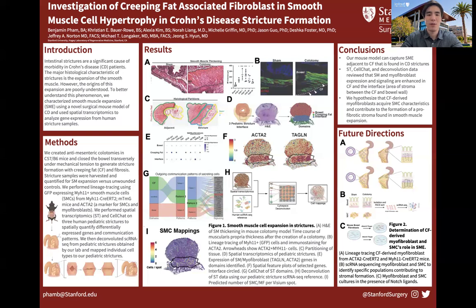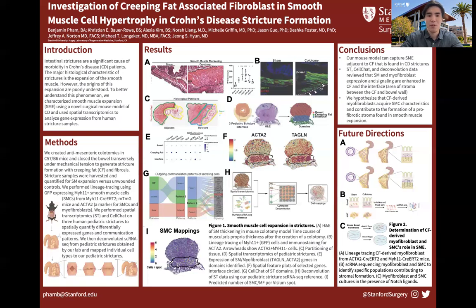In our lab, we developed a novel surgical mouse model that replicates this stricture-like phenotype. By creating anti-mesenteric colotomies and closing the bowel under mechanical tension, our model generates strictures with creeping fat and fibrosis. Creeping fat is mesenteric fat that is wrapped around the bowel and typically seen in Crohn's disease strictures.